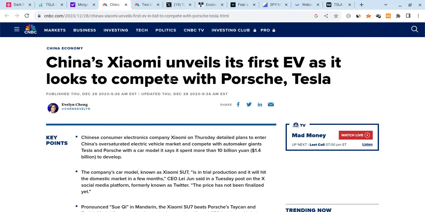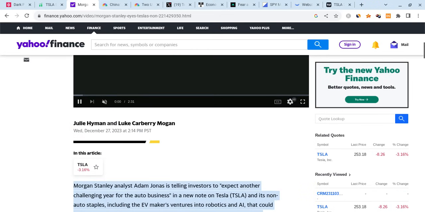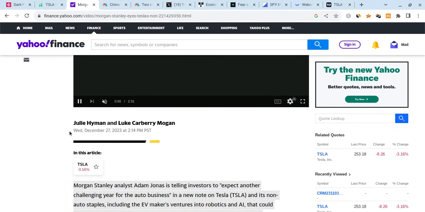Then we start to see sentiment shift from the media. There's more news coming out that Xiaomi, I may be saying that wrong, is unveiling its first EV, which is now going to compete with Tesla. There's also news about another company doing that. And all this negative news started to come out for Tesla, which really hurts the share price today. So that was pretty big.